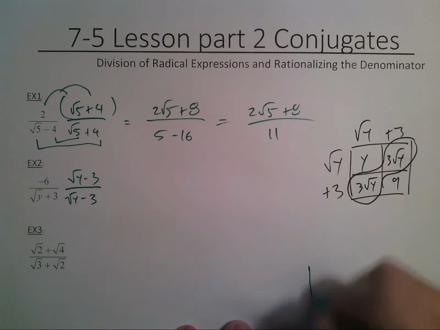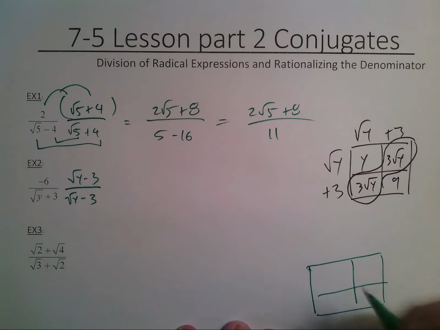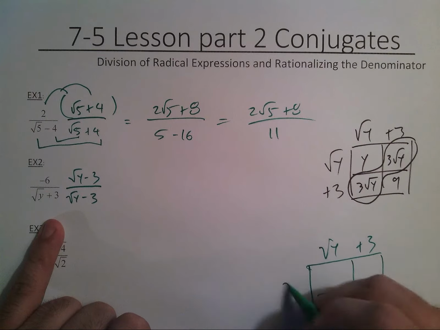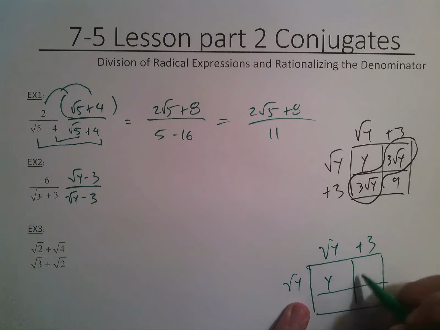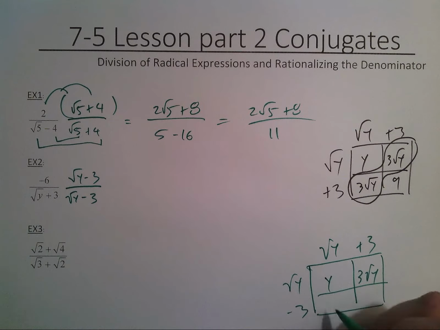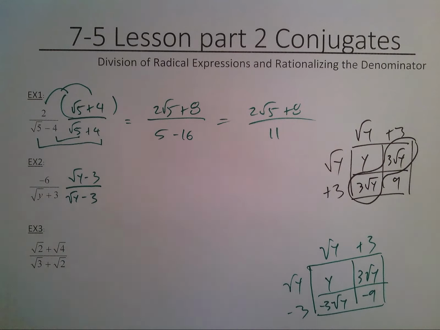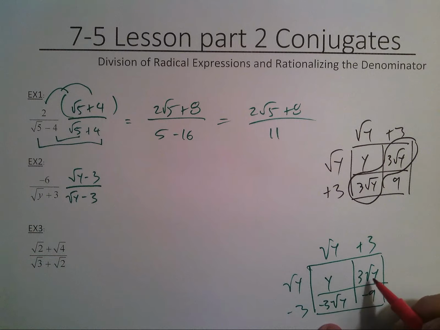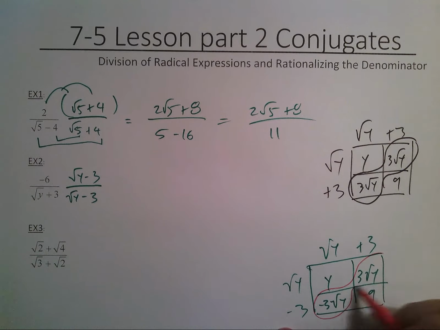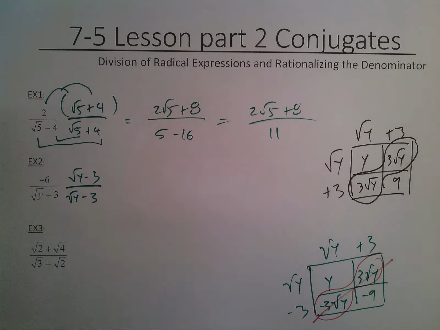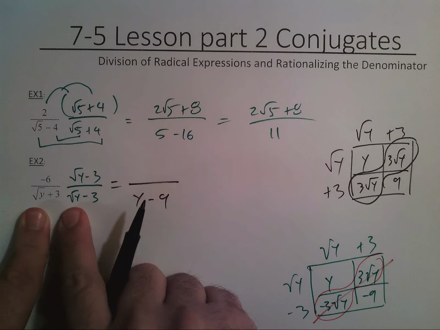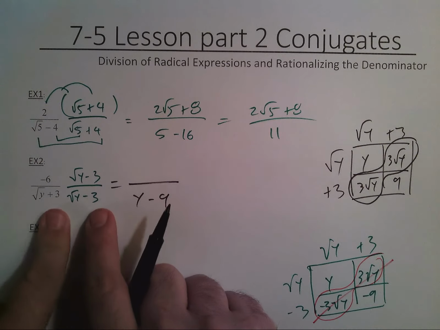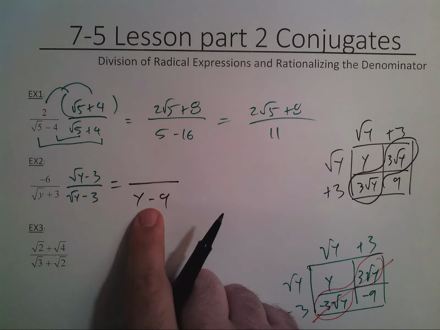Now, when I do my box method for this, when I do the multiplication, I have the square root of y plus 3, square root of y minus 3. Root y times root y is y. 3 times root y is 3 root y. Negative 3 times root y is negative 3 root y, and 3 times negative 3 is negative 9. This time, my middle terms, the 3 root y and the negative 3 root y, they cancel. So I'm left with, on the bottom, y minus 9. In other words, the first term squared, so root y times root y is just y, and the last thing squared, 3 times 3 is 9, and then it's always going to be minus.